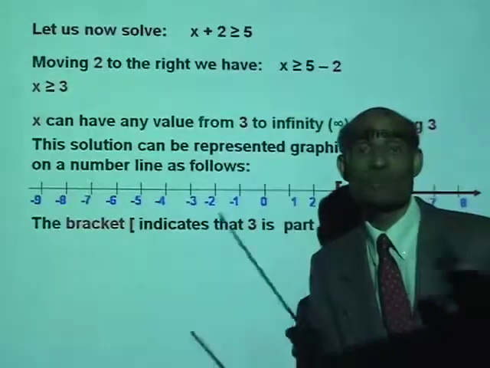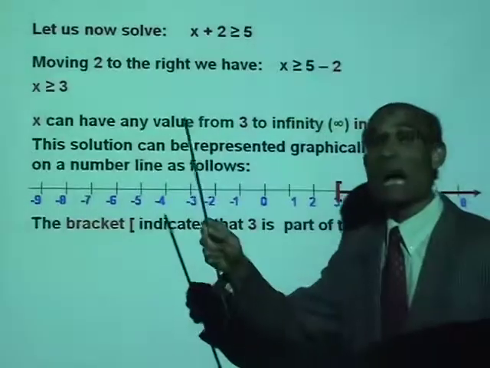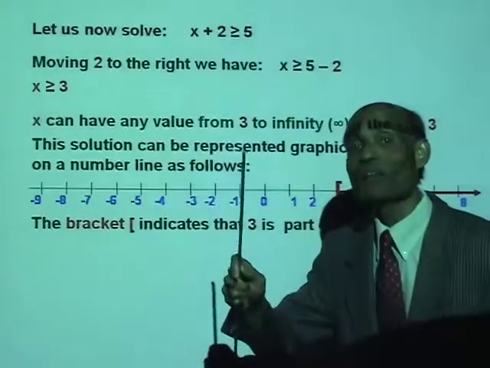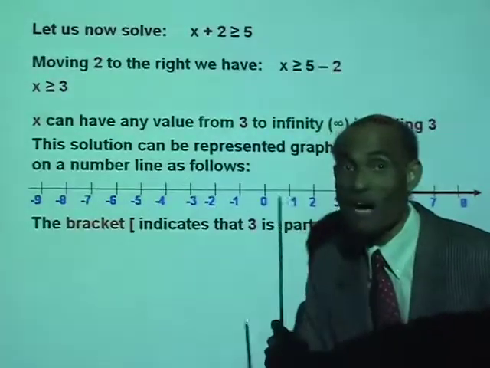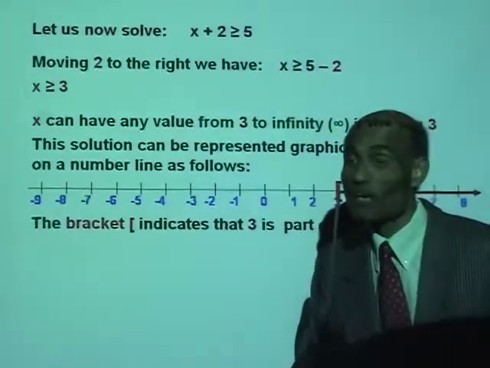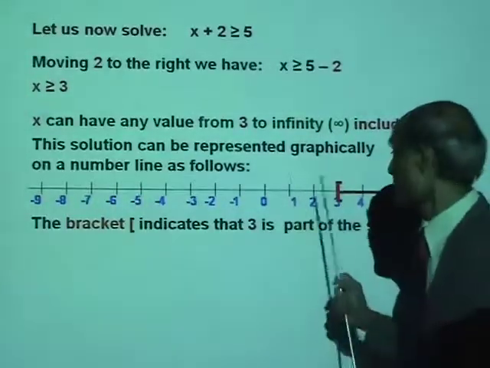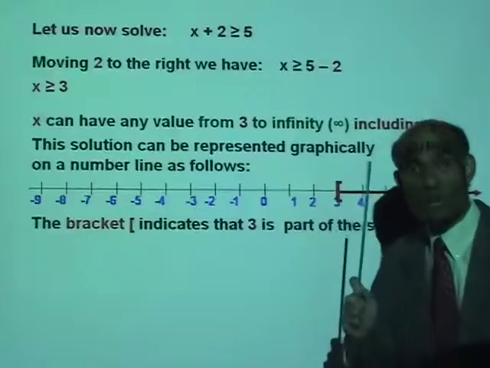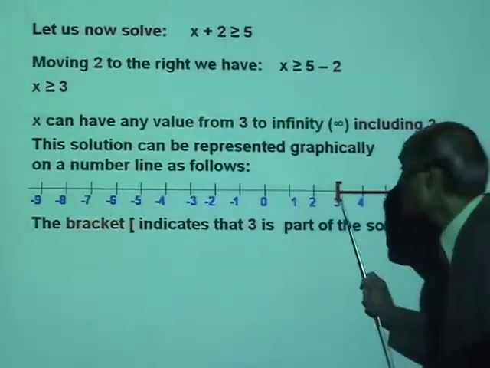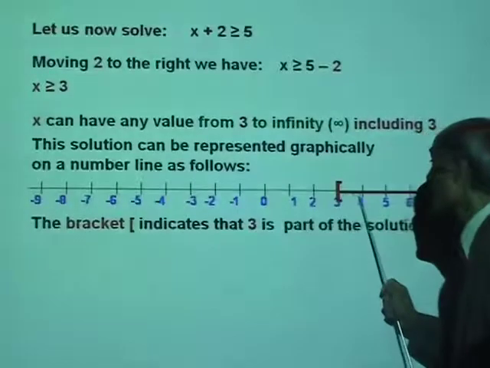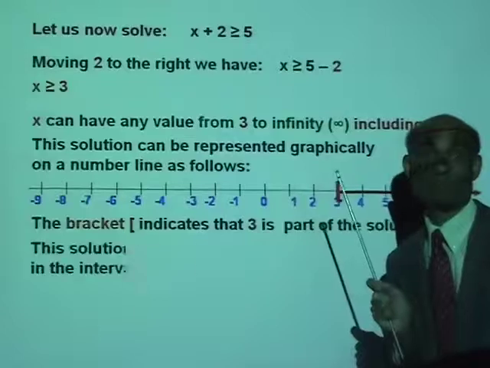I hope you understand the difference between using a bracket on a number and a parenthesis. A parenthesis on the number tells you that that number is not part of the solution. But anything to the right is part of the solution. Bracket tells you that the number also is a part of the solution. So x equal to 3 is a solution. Anything to the right of 3 is also a solution.